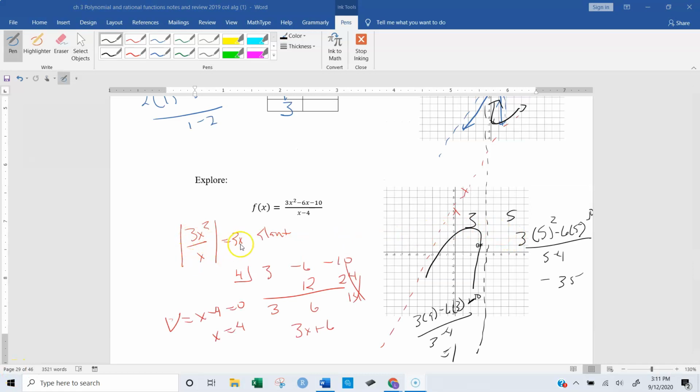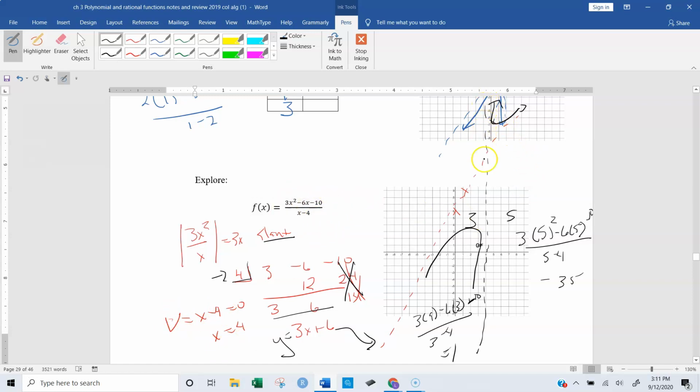So first you did your horizontal and you got 3x, so you knew it was a slant, which means you had to do synthetic division, putting the 4 inside. You would have ignored your remainder. You had 3x plus 6, which equals y, which is your slant line. Next, we looked at the vertical, which is x minus 4, x equals 4. It did not cancel since this does not factor.